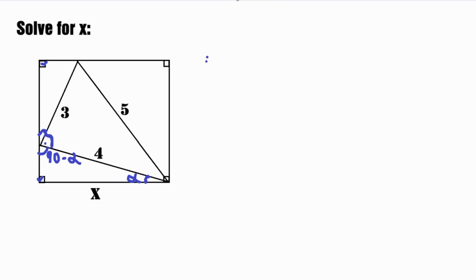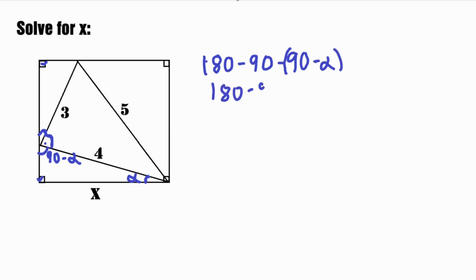So we have 180 minus 90, and then minus, make sure to put parentheses here, 90 minus alpha. So this will give us in total 180 minus 90 minus 90 plus alpha, okay? Because in the parentheses, these two negatives make a plus.